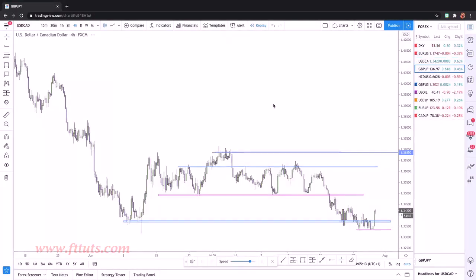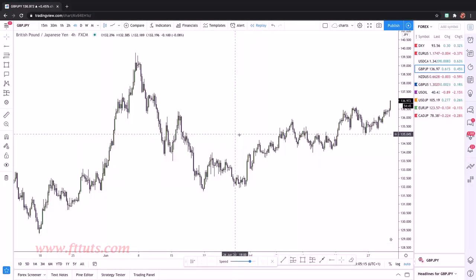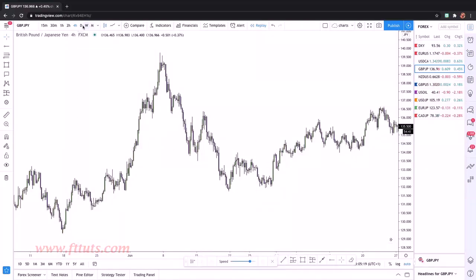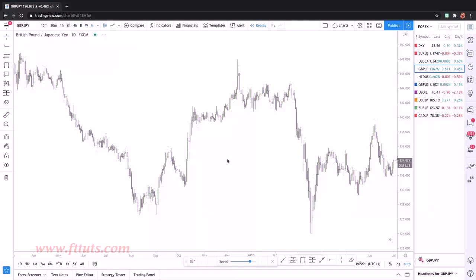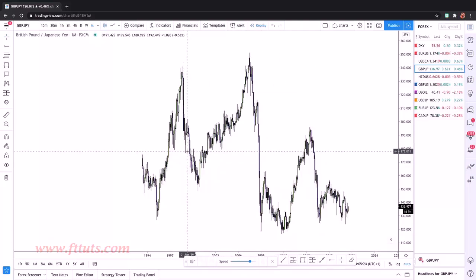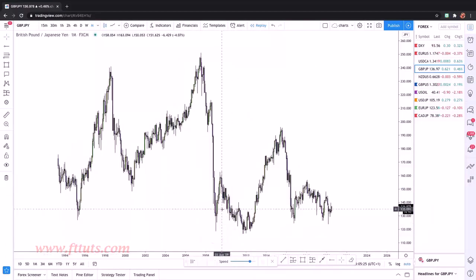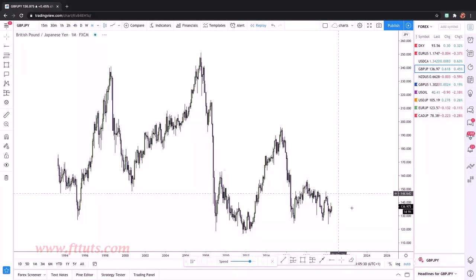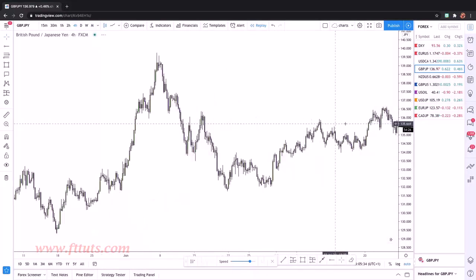Let's go to GJ. So same thing with GJ. Monthly. I'm not going to go over a monthly because you guys don't have to do it. Again, it's just major key zones on the monthly. But let's do the 4 hour.